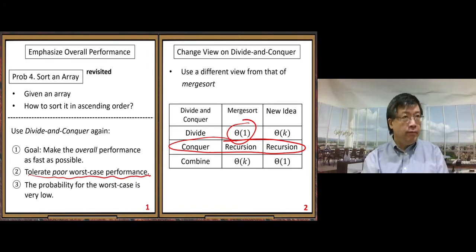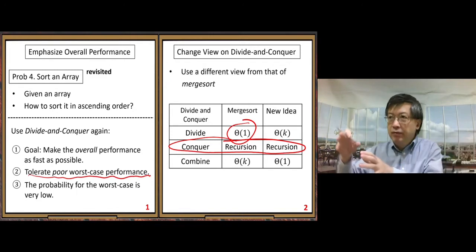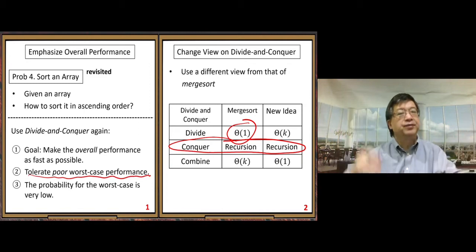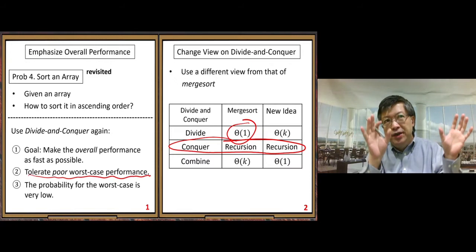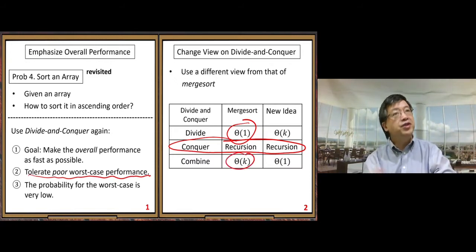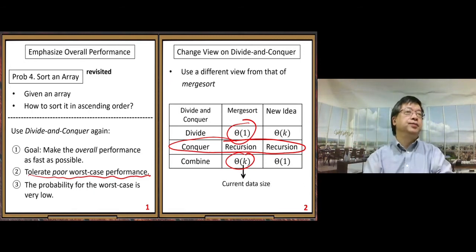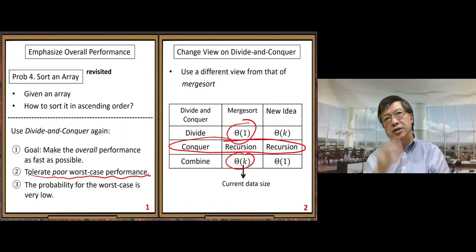Then combine. Then it is hard to combine, the merge step, right? We need to do a lot of comparisons to merge two sorted arrays. So when we do that, you can easily see the cost is big theta of k. What is the k? The k is the current data size, the total number of elements from both subarrays. So big theta of k.